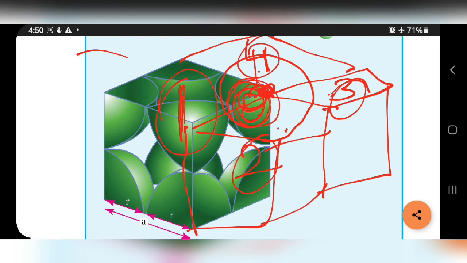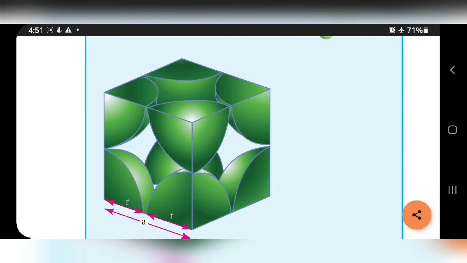If you place one unit cell above this unit cell, that is the fifth one. Like that, if you place above this unit cell, the sixth one. If you place above this unit cell, the seventh one. If you place above this unit cell, that is the eighth. So this atom is shared by totally 8 unit cells.